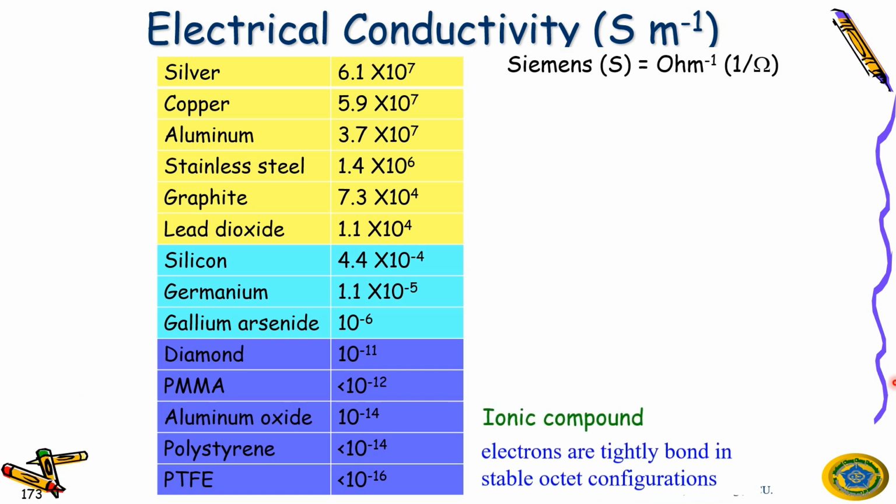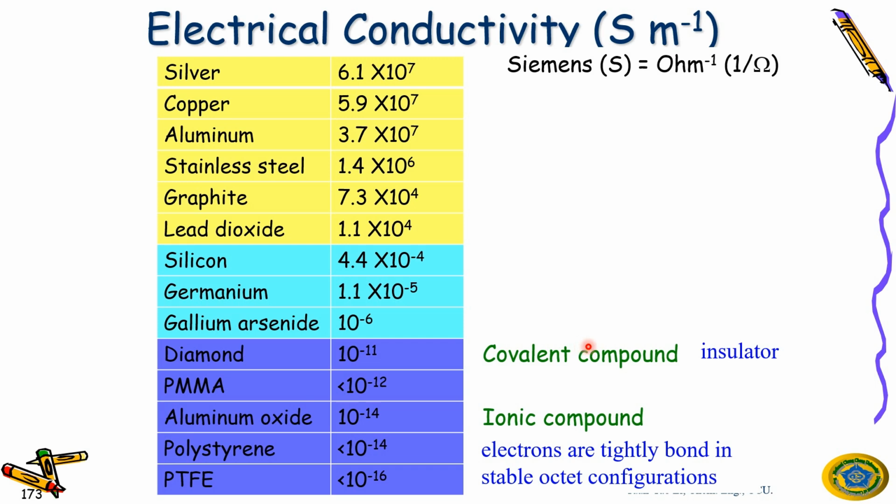Okay, so if we have higher number of the Siemens, the electrical conductivity will be high. So I'm sure you understand this. So when we talk about ionic bonding or ionic compound, this is aluminum oxide, which is ionic compound, right? And the diamond is covalent bond, right?